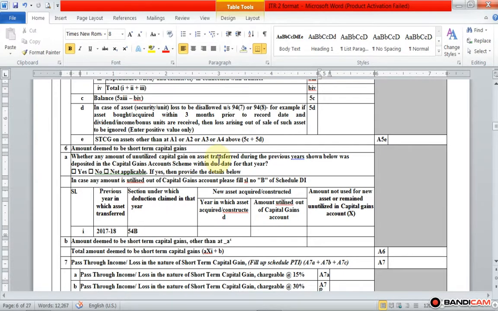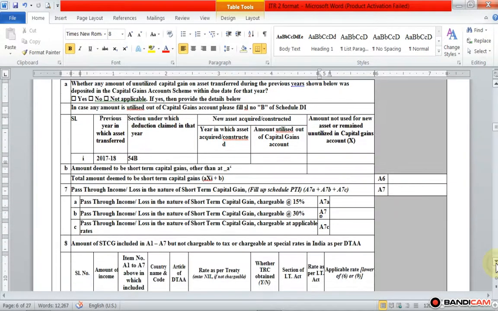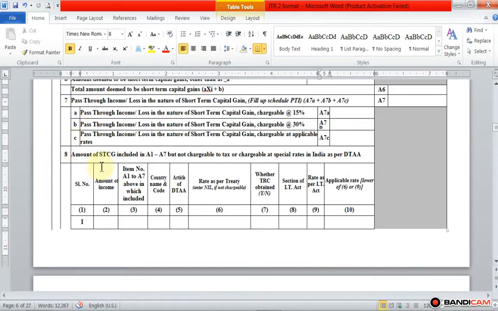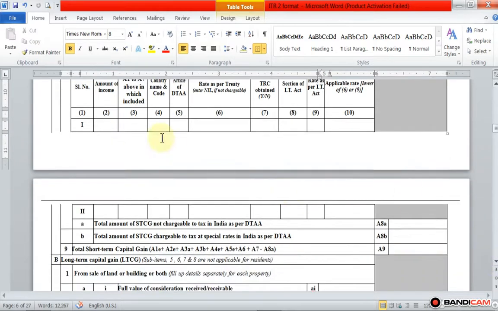unutilized capital gain. Then here we get the total amount deemed to be short-term capital gain A6, that is A plus B. Then here, point 8, the amount of short-term capital gain includes A1 to A5 but not chargeable to tax or chargeable at special rate in India as per DTAA. Here we have to fill the necessary information regarding this column. Then we get the total short-term amount chargeable to tax in column A8a.